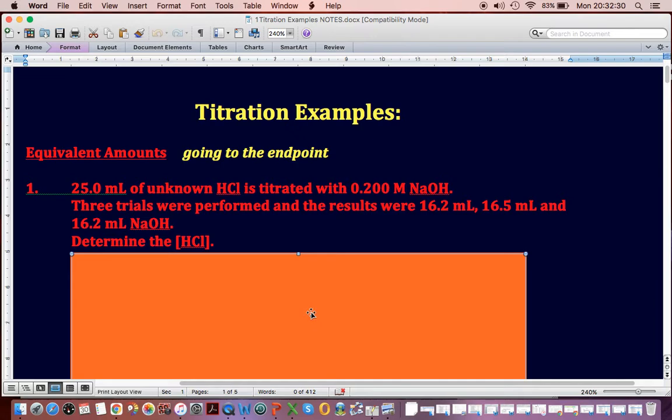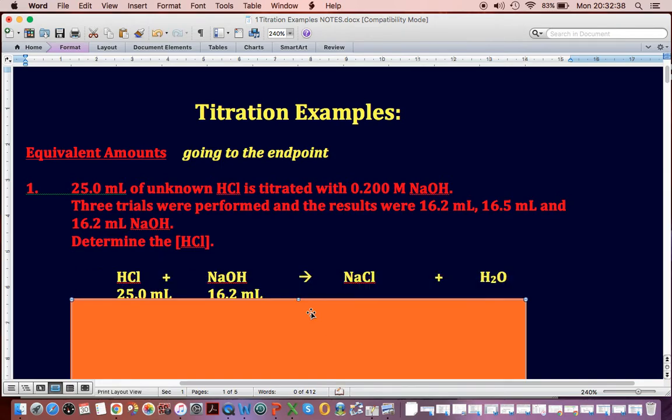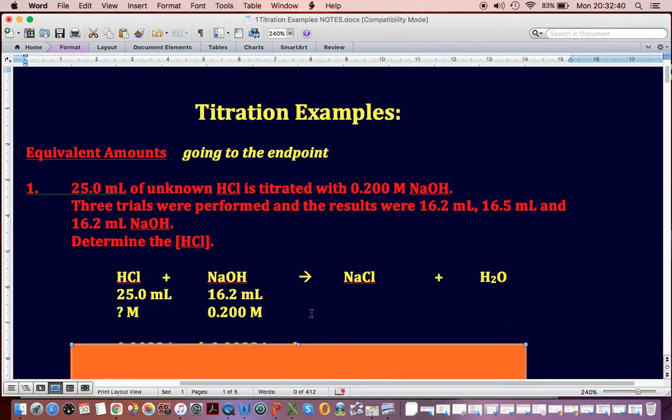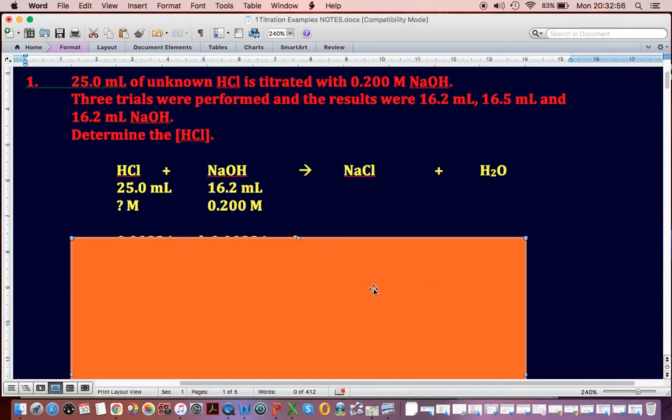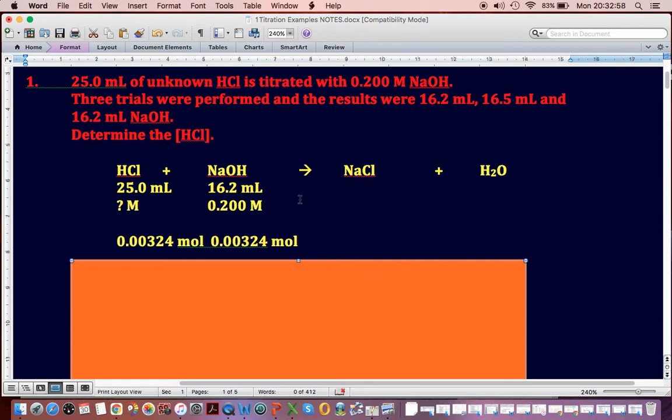So we remember about titrations, it's stoichiometry. We have to start with a balanced chemical equation. This is definitely a strong acid, strong base titration. So we write down our known information, our 25 mL, don't know the concentration, 16.2 mL, and 0.200 M. So you can see I took the 16.2, we had it occur twice, and I ignored the 16.5 and just went with 16.2 since it occurred twice.